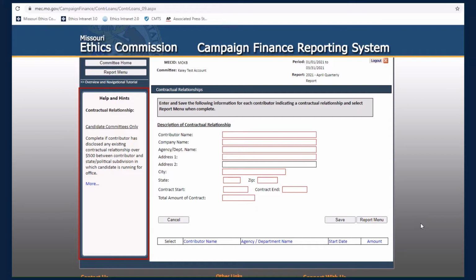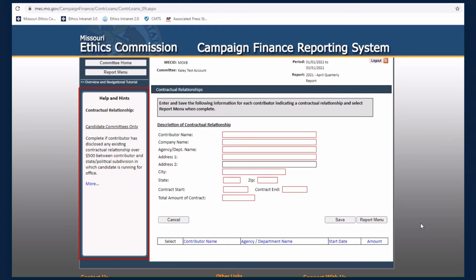The law states that reasonable effort should be used to obtain this information from contributors. Only the owner of the company that has the actual contract with the state or political subdivision must disclose this relationship. It does not include the company's employees.